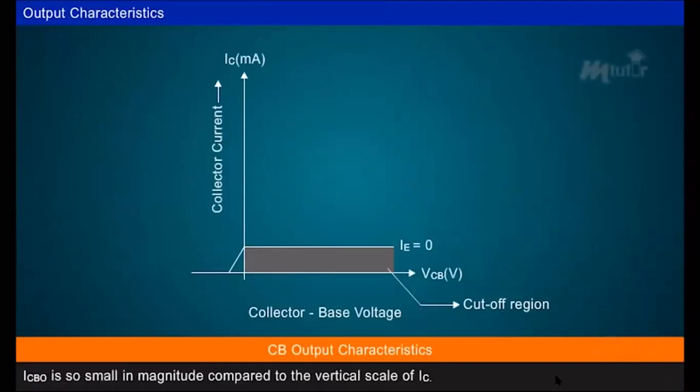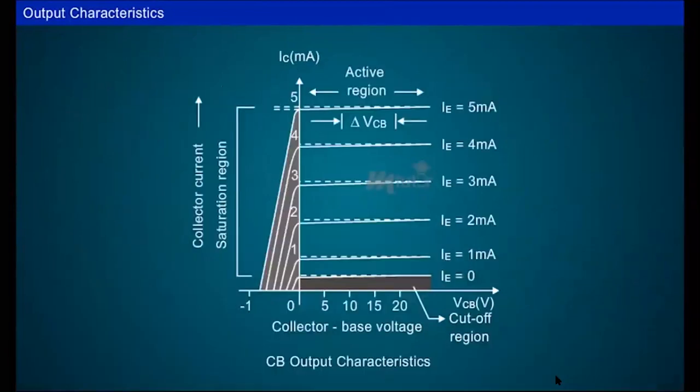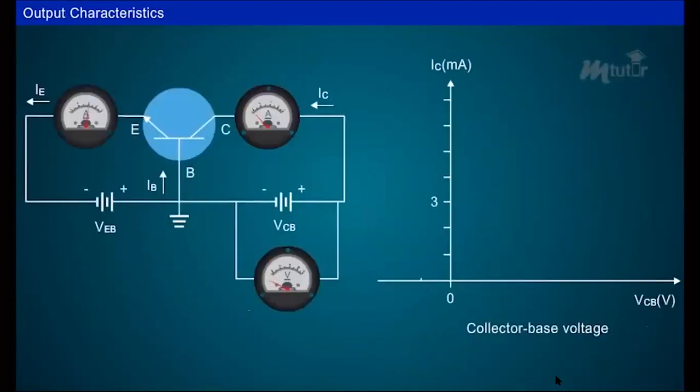This current is so small in magnitude compared to the vertical scale of IC that it virtually appears on the axis, so it is shown on an exaggerated scale for understanding purposes. The region below the curve IE equal to 0 is known as the cutoff region, where the collector current is nearly 0. The saturation region is the region of the characteristics to the left of VCB equal to 0 volts. There is an exponential increase in collector current as the voltage VCB increases towards 0 volts.